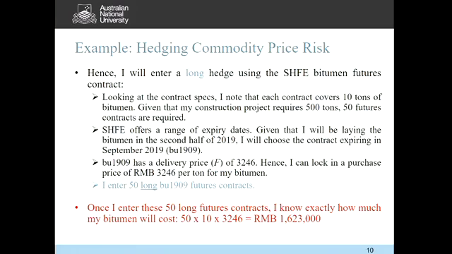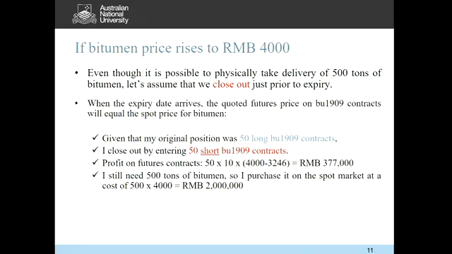So, okay, the moment I entered those 50 long futures contracts, I know exactly how much I should be paying for that 500 tons of bitumen, right? So that 3,246 multiplied by 50 contracts, then multiplied by 10 tons, so that's 1.623 million RMB for my 500 tons of bitumen. Now I can sleep tight during the night because I've locked in the price. And now I'd like to do two scenarios.